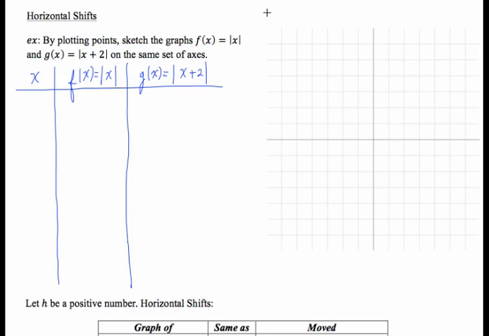Okay, if g of x was equal to the absolute value of x plus 2, that would shift the graph of x up 2. But this plus 2 is inside the absolute value, so it's not going to do this, it's going to do something different. So we need to plot some points to see. Let's choose a few negative values. Let's go with negative 4. If x is negative 4, the absolute value of that is 4. And negative 4 plus 2 gives you negative 2, and the absolute value of negative 2 is 2. Let's try negative 3, so we'll get 3, and negative 3 plus 2 is negative 1. Its absolute value is 1.